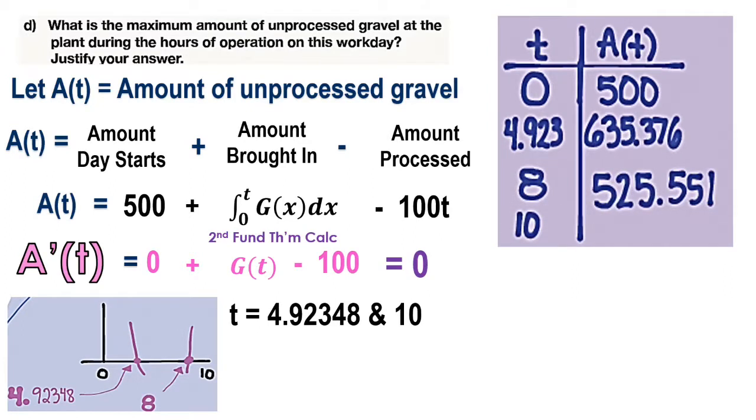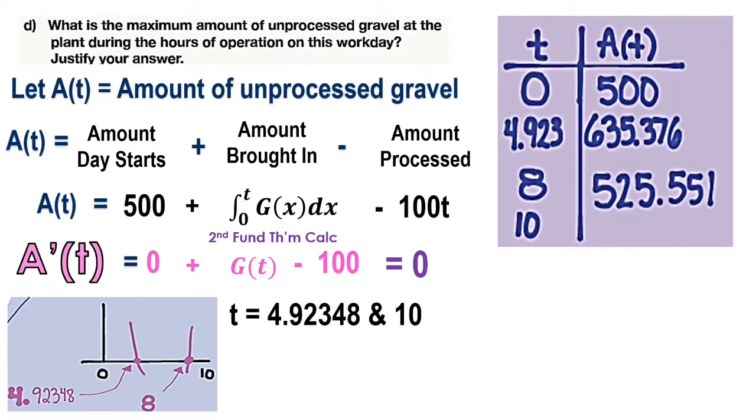Substituting time 0, we have 500 tons of gravel because that's how much was at the plant at time 0. If we substitute 4.923 hours, there's 635.376 tons of unprocessed gravel. Substituting 8, we get 525.551 tons of gravel. I'm not going to bother substituting 10 since it's outside of our domain of when the plant is open.